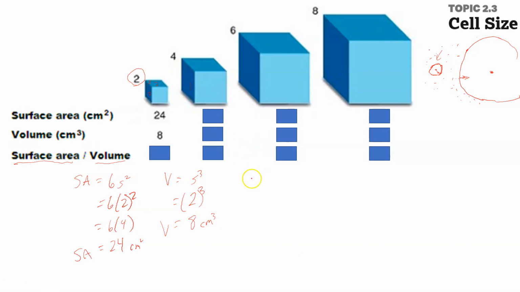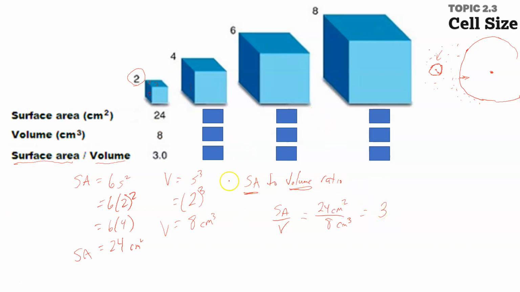Now what I'd like to do is calculate something called the surface area to volume ratio. What this tells us basically is how much surface area is there per amount of volume, right? So the way we're going to find this is we're going to take surface area and just put it over the volume and calculate. So if we do that for here, we should get 24 centimeters squared over 8 centimeters cubed. We should end up with a surface area to volume ratio of 3. And there you go. So this number right here is going to be very important.